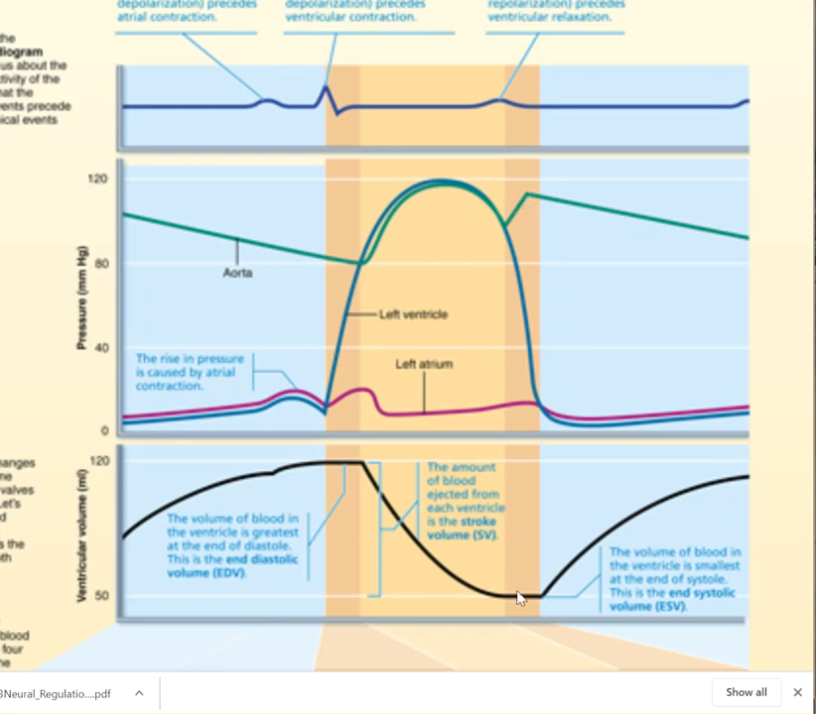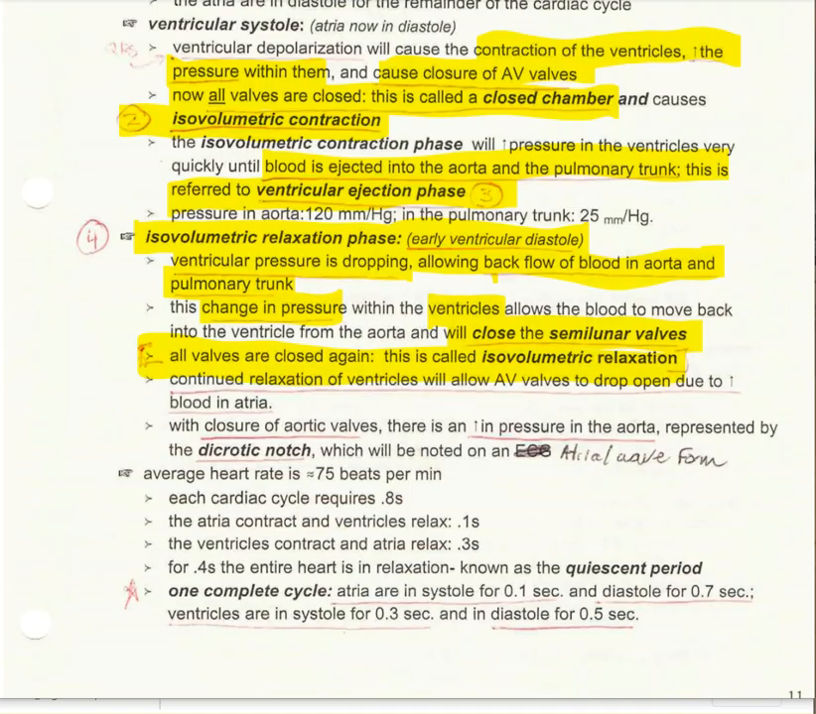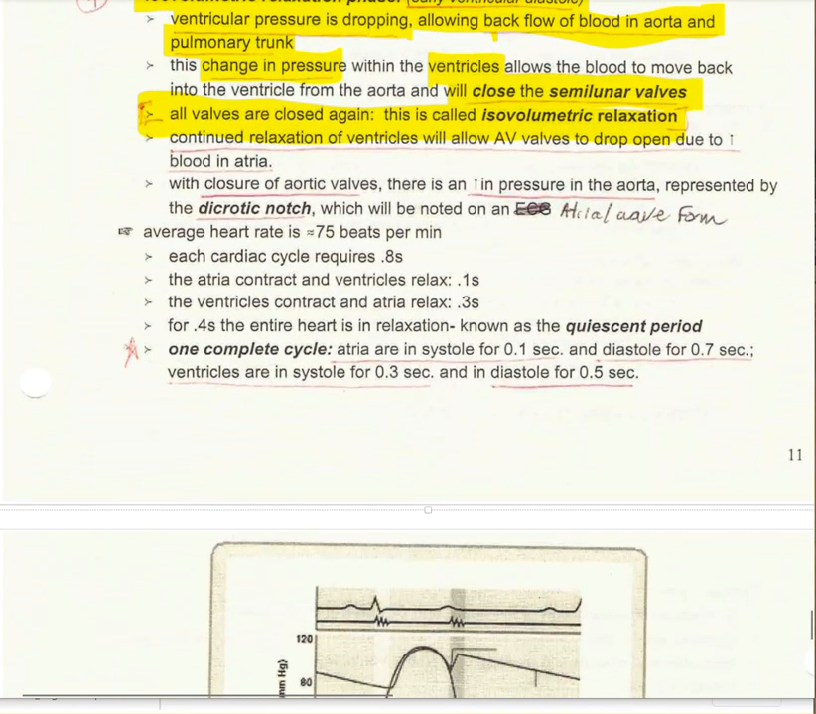Okay, now let's go back to our notes and kind of finish things up. When the aortic and semilunar valves close, but especially when the aortic valves close, that pressure in the aorta is going to be represented by the dicrotic notch, which will be noted on, not the ECG, on the atrial waveform, the thing that we're looking at right there.